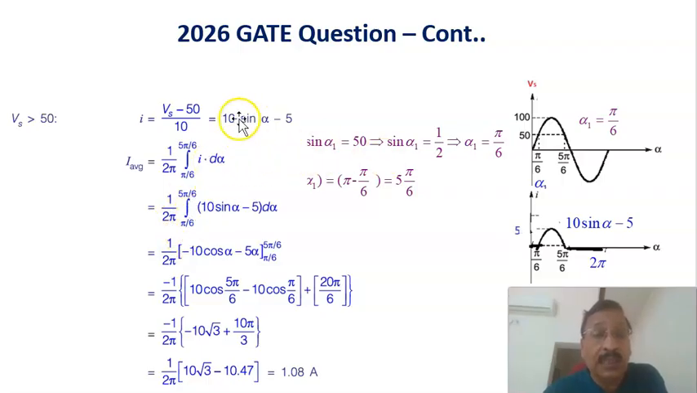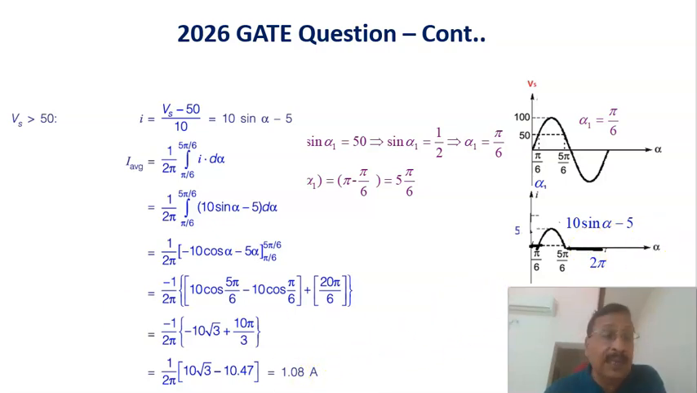Substituting that equation here, 10 sin alpha minus 5 into d alpha, again 1 by 2 pi into, it is equal to minus 10 cos alpha minus 5 alpha, and the limit is again pi by 6 to 5 pi by 6. If you substitute in this equation, 1 by 2 pi into minus 10 root 3 plus 10 pi divided by 3, the answer is 1.08 amperes. The average value of this current is given by 1.08 amperes.